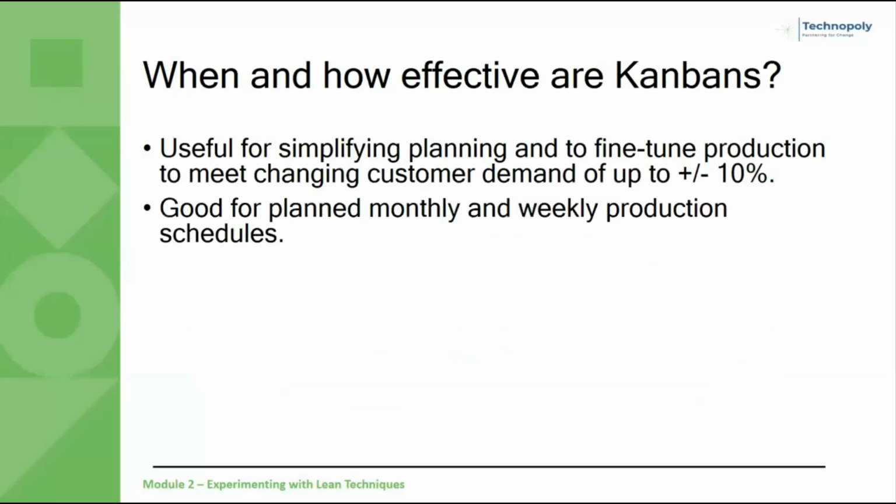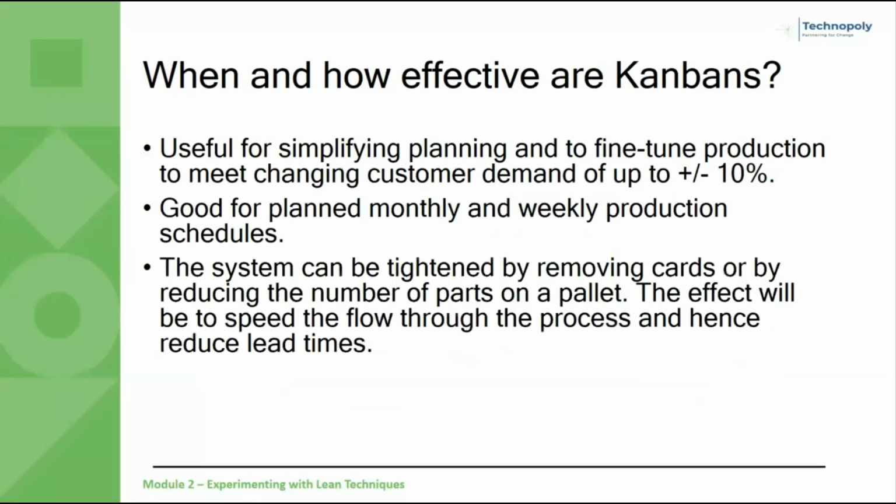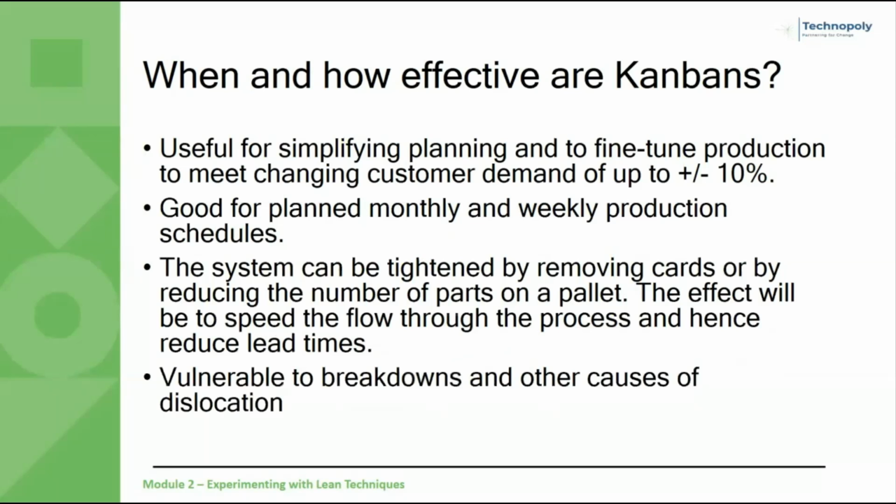10%. It's good for planned monthly and weekly production schedules. When the system can be tightened by removing cards or by reducing the number of parts on a pallet, the effect will be to speed the flow through the process and hence reduce lead times. It is vulnerable to breakdowns and other causes of dislocation.